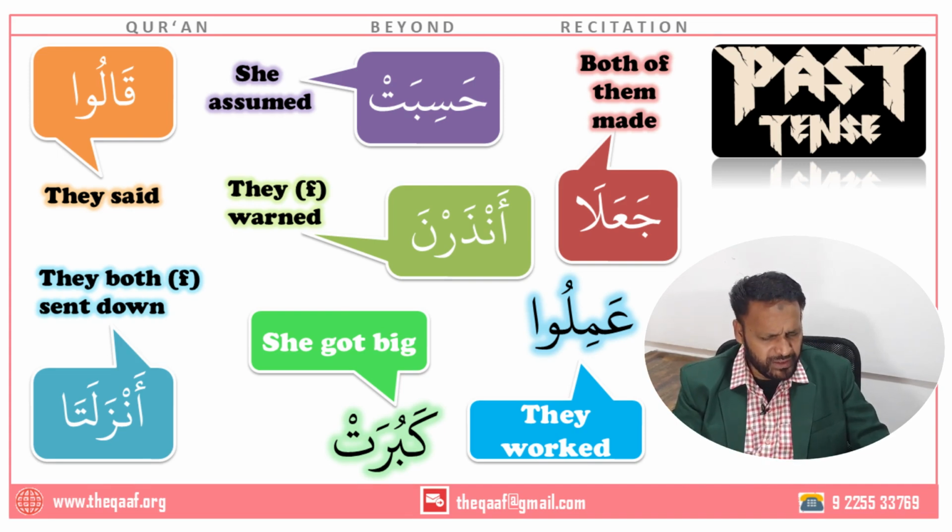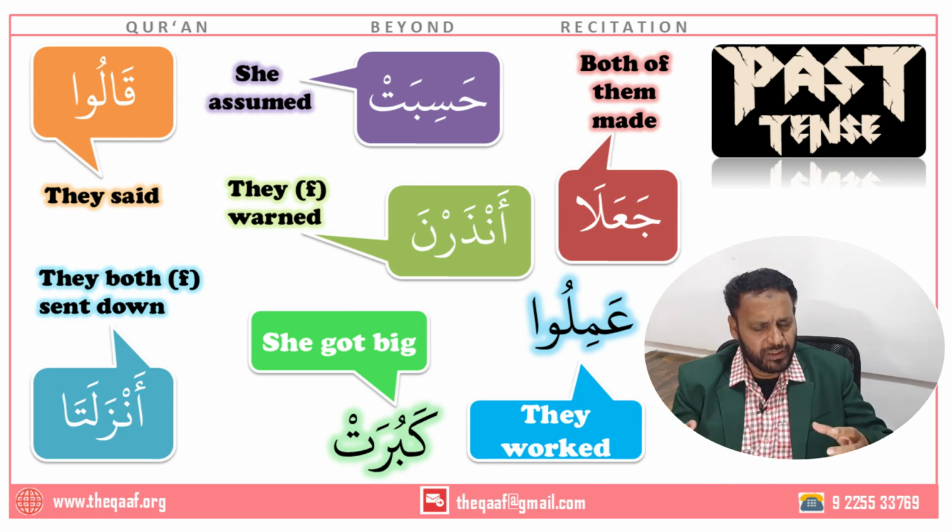So what is this word? Anzalata, anzala means to send down. So how will you say both the girls? Both the girls sent down, or both the women sent down, or they both, in the bracket F, sent down. That's the meaning. They both sent down.